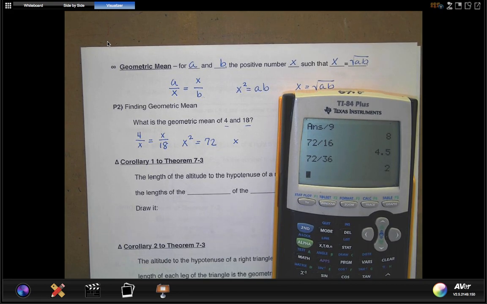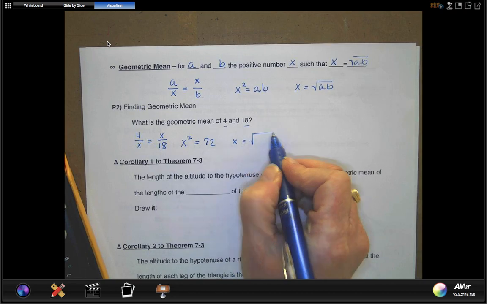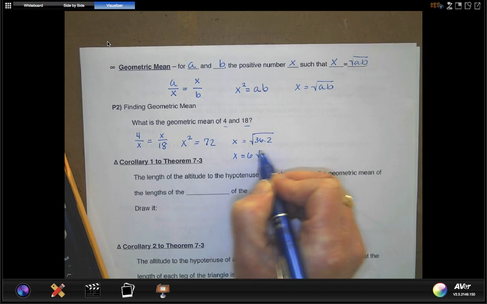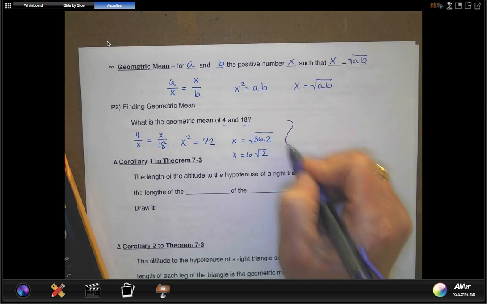So 72 is 36 and 2. So I'd have the square root of 36 times 2, so then it's just 6 square roots of 2. If you don't want to do it that way, again, you can just use that shortcut up there.